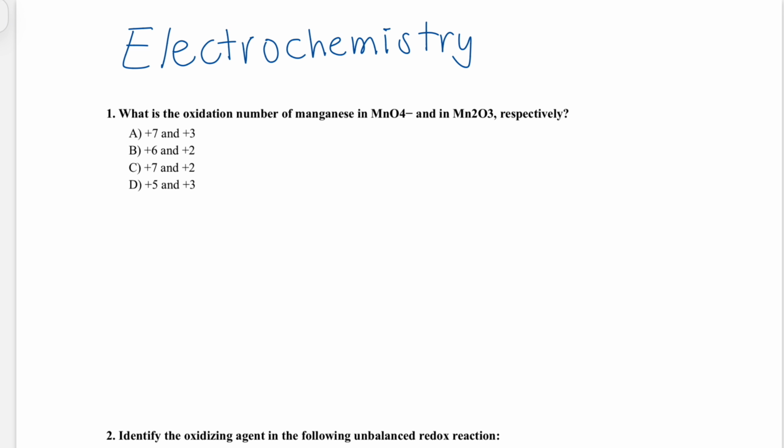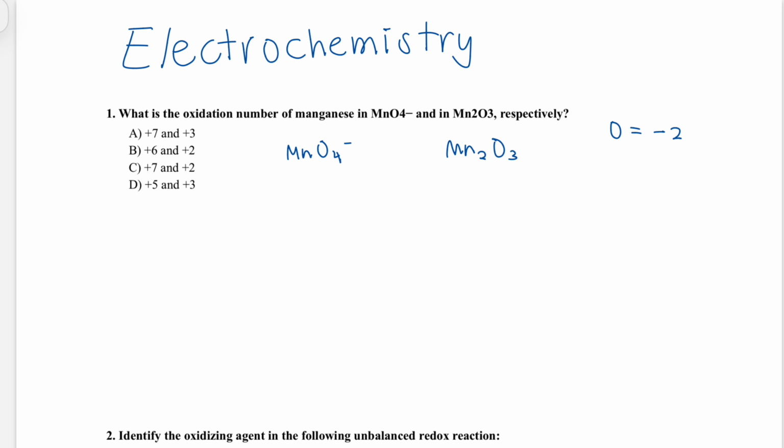What is the oxidation number of manganese in MnO4- and in Mn2O3, respectively? So I'm going to write it bigger, and the key with these questions is just knowing a couple of ground rules. Number one, oxygen is usually always -2 oxidation number. And another important rule is that all of the oxidation numbers from each of the elements in the species have to add up and equal the overall charge of the species.